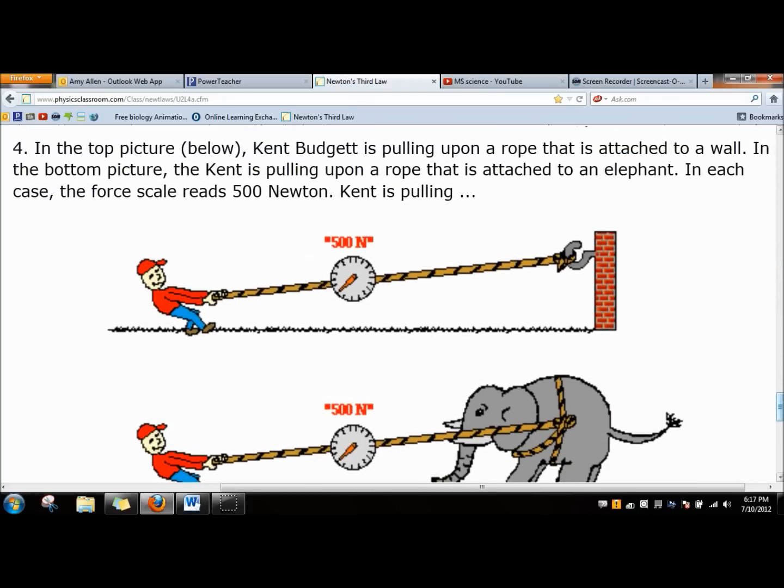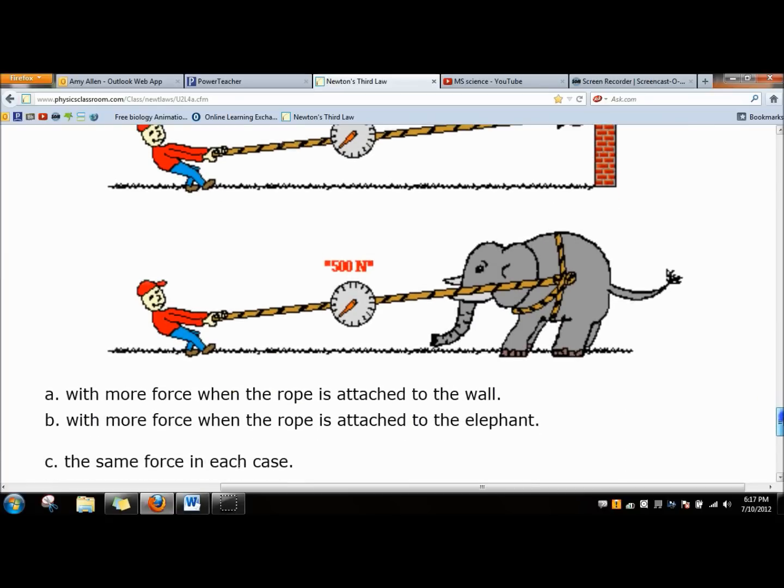And number 4, in the top picture below, Kent Budget is pulling upon a rope that is attached to a wall. There's Kent, there's the rope, there's the wall. In the bottom picture, Kent is pulling upon a rope that's attached to an elephant. In each case, the force scale reads 500 newtons. Kent is pulling A, with more force when the rope is attached to the wall, B, with more force when the rope is attached to the elephant, or C, the same force in each case.